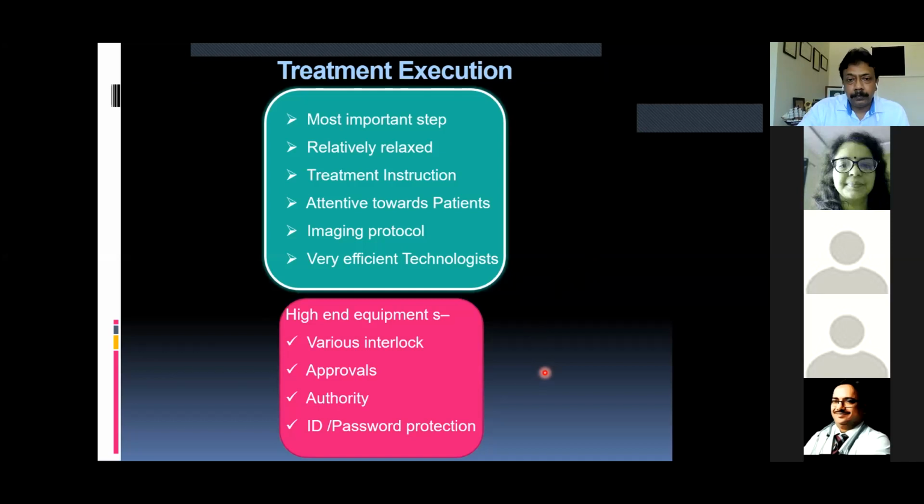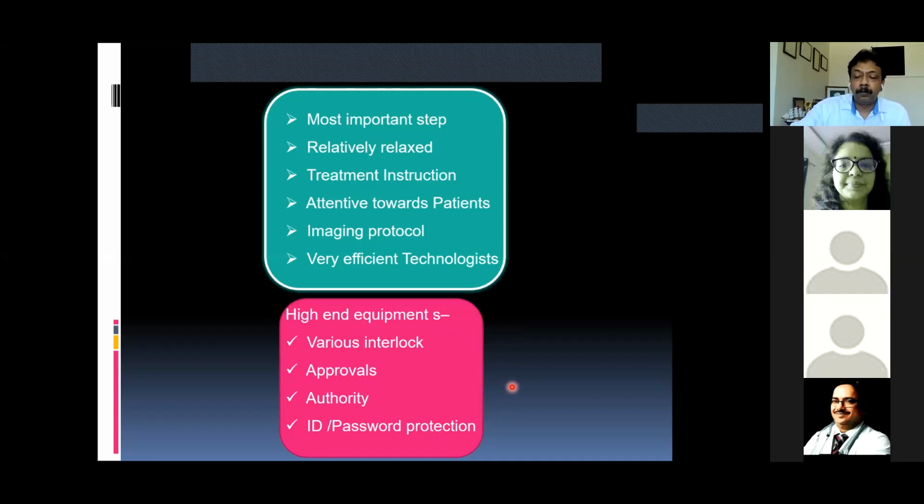In these present days, with high-end equipment, we have various interlocks which may be helpful against any blunder in your treatment. There are approvals, there are authorities, and ID password protections are also there. So it is difficult to make some blunder in treatment with the help of modern equipment.